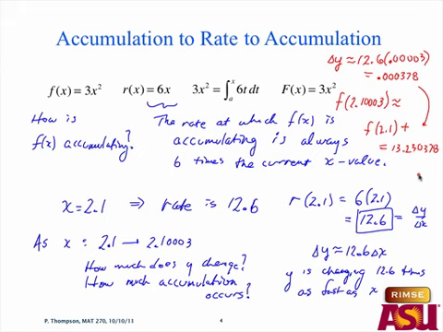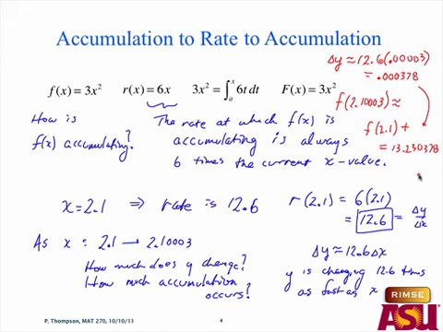Okay, so how much change in x do we have from 2.1 to 2.10003? The big change or a small change? Small. So we're basically assuming that in this very small vicinity of 2.1, we're using a constant rate of change. We're assuming a constant rate of change over that small vicinity.